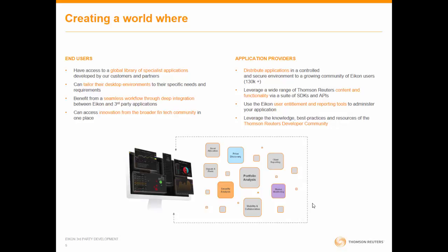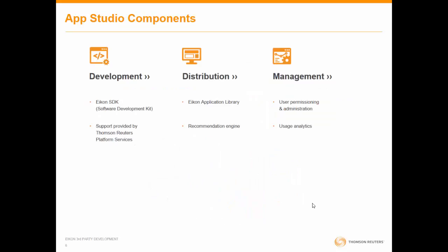Of course, our partners get the benefit of the 130,000 plus distribution of Eikon users, and of course our users get the benefit of all of the great niche functionality that our partners bring to the table.